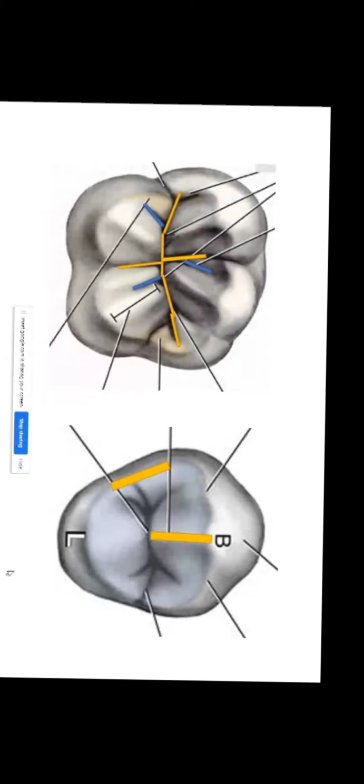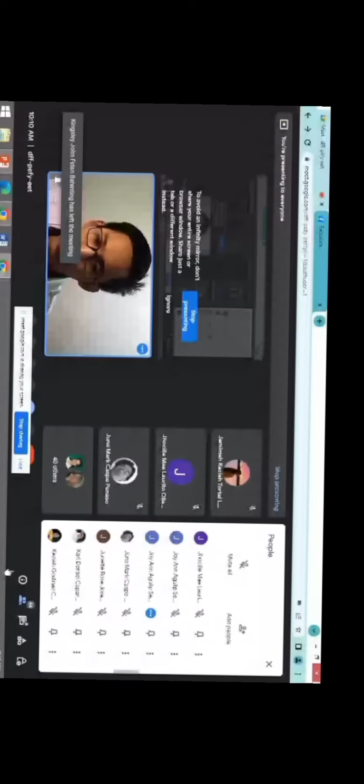A linear elevation that descends from the tip of the cusp going to the center. Triangular ridges? Okay, correct. Or triangular ridge. Thank you. Thank you.